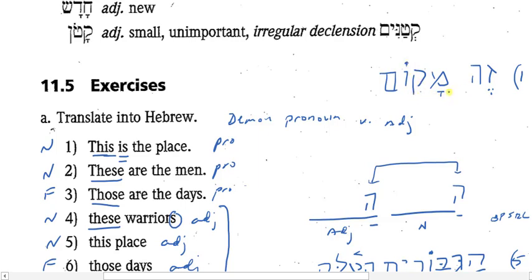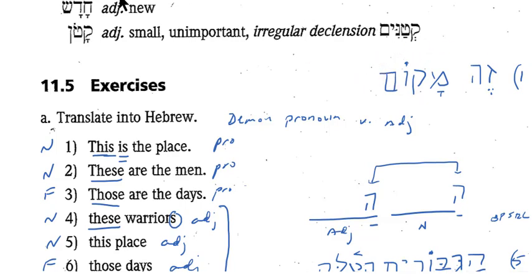Now, can I just say ze makom? What would that mean? This is a place. This is a place. How do I know that I can't say this place? We have the copula in English. Yes, I'd have to put this after, and they'd both have to have the article. Hamakom haze. Hamakom haze. That would be this place. Okay? But that's not what we have. We have ze, hamakom.